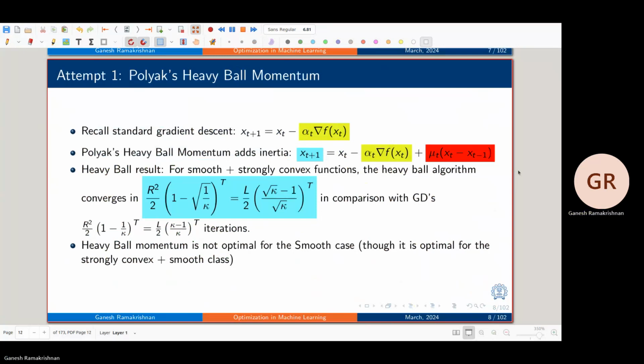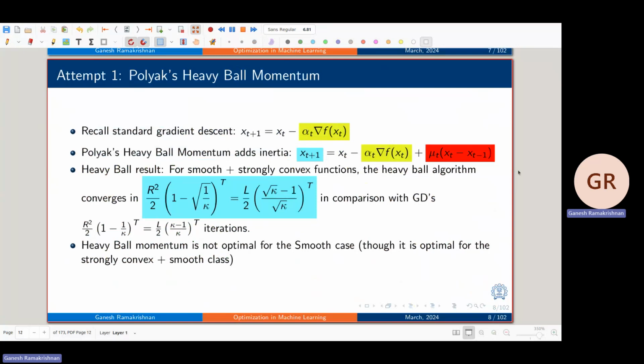This is the important update: xt plus 1 is xt minus alpha t times the gradient of f at xt, minus mu t times the velocity. Now it turns out that its convergence has a slight difference. In gradient descent it was kappa minus 1 divided by kappa, raised to t. Now you have square root kappa minus 1 upon square root kappa, the whole raised to t.